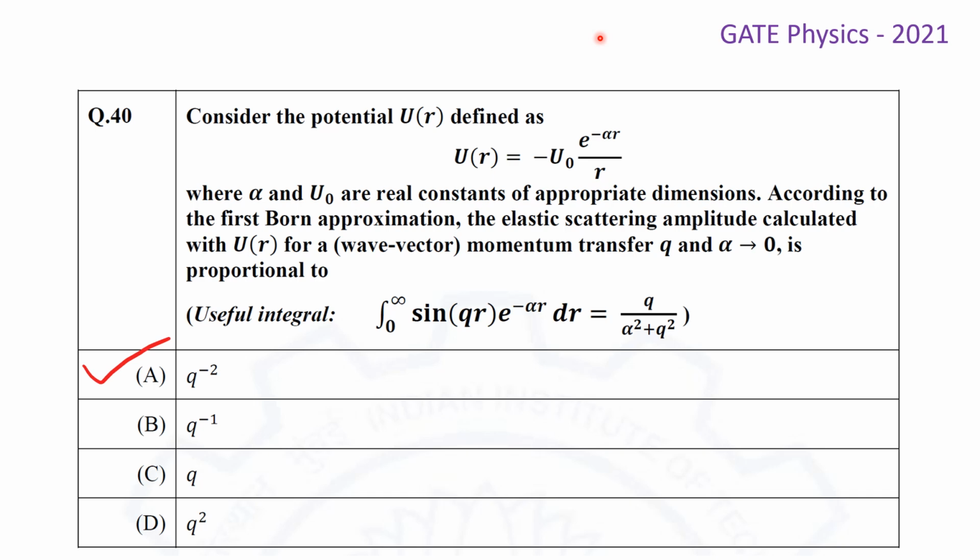So, we have already discussed the important concepts required to solve this question, and we found that the elastic scattering amplitude calculated with the potential U as a function of small r, that is given by this, for the wave vector or momentum transfer small q and in the limit alpha tending to 0, is proportional to option A, that is q to the power minus 2.